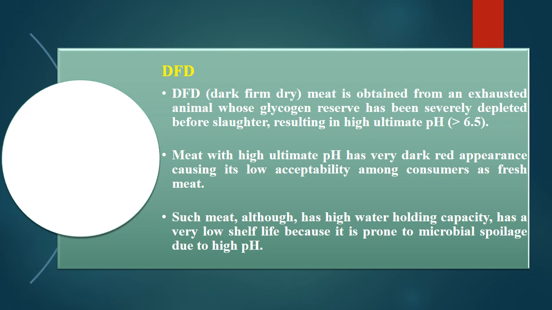This is another common condition due to improper pH decline and affected water holding capacity. So this is called dark, firm, dry. This happens due to prolonged stress leading to exhaustion of animals and very poor glycogen reserve. So the pH decline is improper and the ultimate pH remains very high, up to 6.5. So because of this high ultimate pH, the color of meat will be very dark and it will have very high water holding capacity, so it will apparently look dry, and such meat has low acceptability.